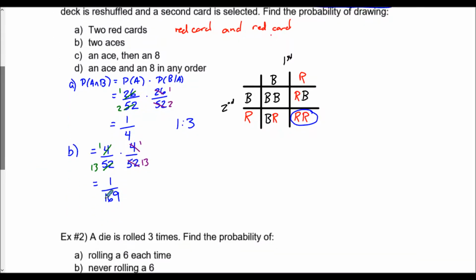How about C? What's the chance of having an ace, then an 8? Well, to have an ace and an 8, the chance that the first one is an ace is 4 out of 52. The chance that the second one is an 8: well, there's 4 8s in a deck out of a total of 52. We've already done that exact same calculation. We know that's going to come out to 1 out of 169. Make it look like a 9. Sorry, I'm going to have to erase that.